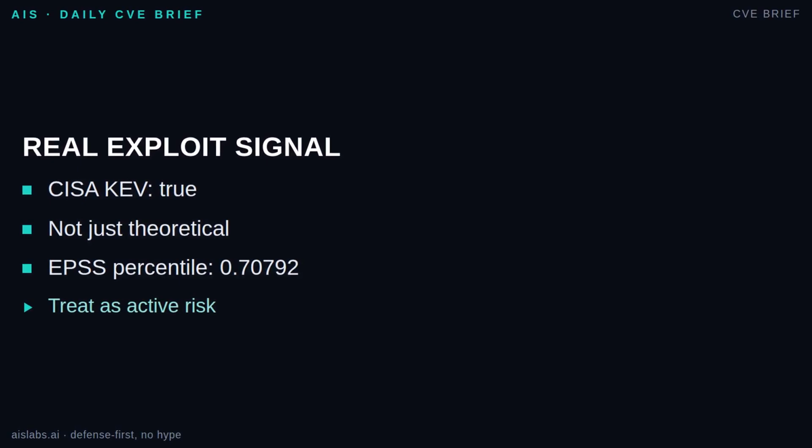CISA lists CVE-2026-58644 in the Known Exploited Vulnerabilities catalog. That is a major escalation signal for defenders, because KEV means the vulnerability is known to have been exploited, not merely discussed or scored as severe.